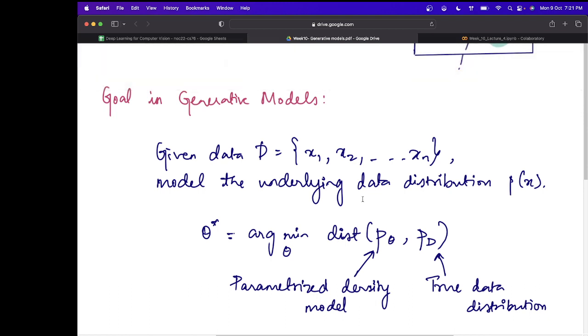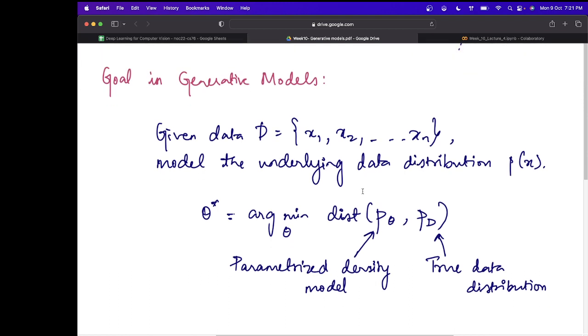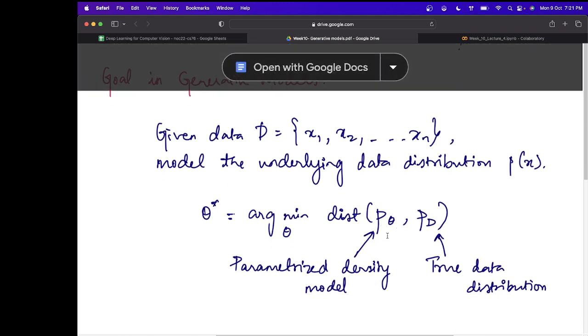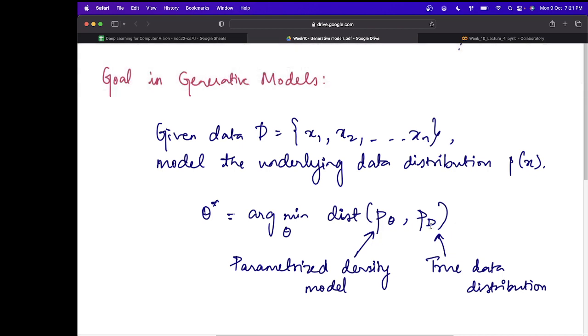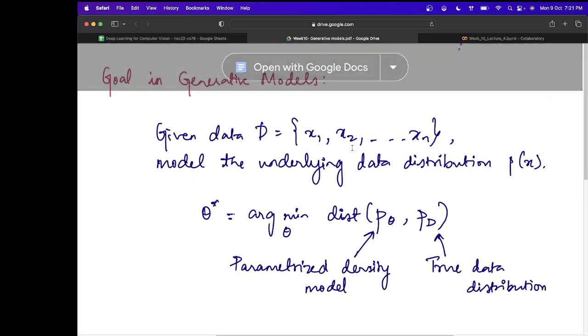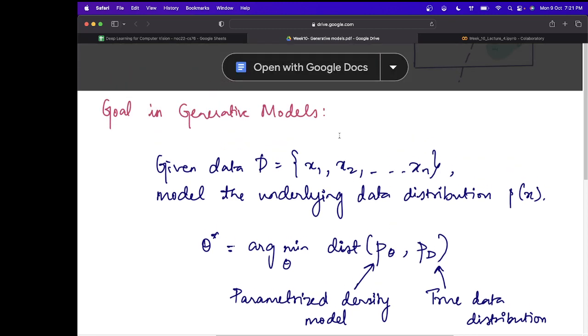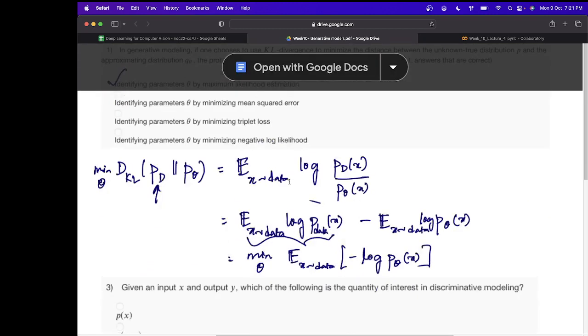So as in deep learning we are always trying to approximate, here also we are trying to learn an approximate distribution which should be very close to the true data distribution. The idea is that if we have a distribution very close to the true data distribution, we can sample more points from it and that will help us generate new points. Hence the term generative models.